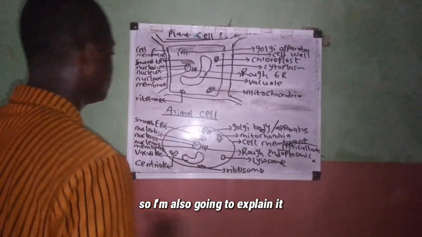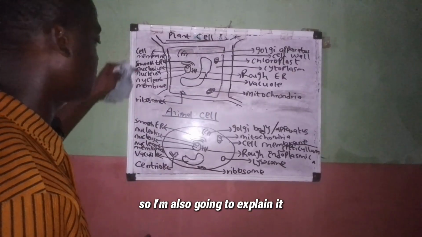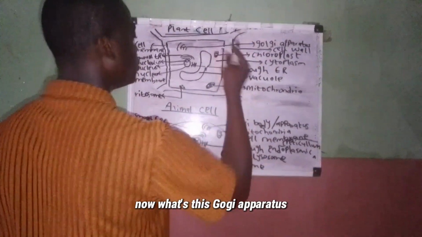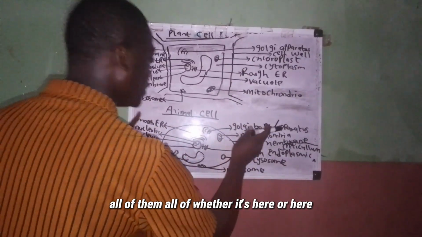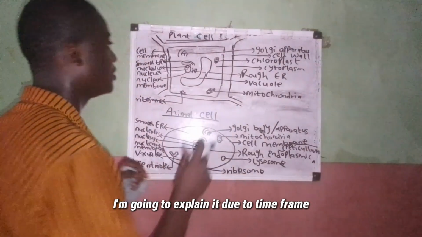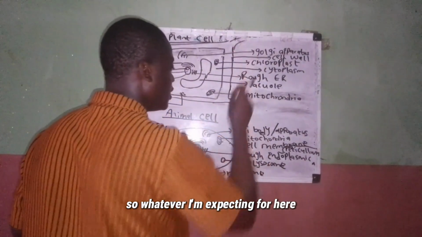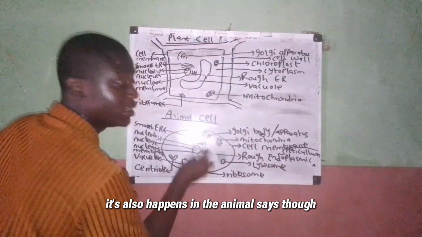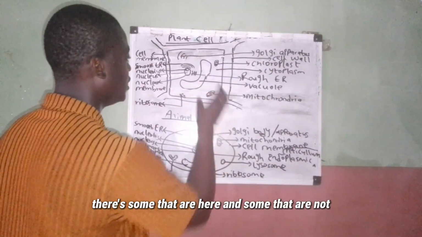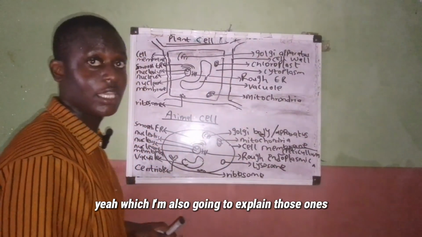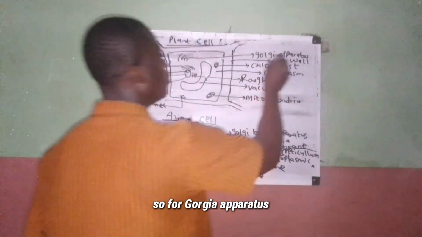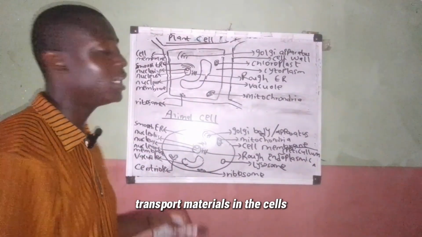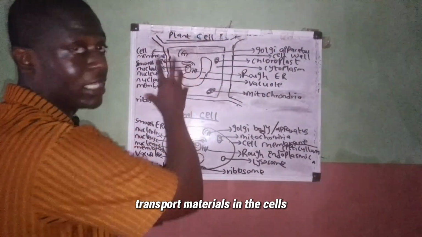Okay, so I'm also going to explain what they mean. Now, the Golgi apparatus, also known as the Golgi bodies. Whatever I'm explaining here also applies to the animal cells, though there are differences. Some are here and some are not, which I will also explain. The Golgi apparatus helps to transport materials in the cells.